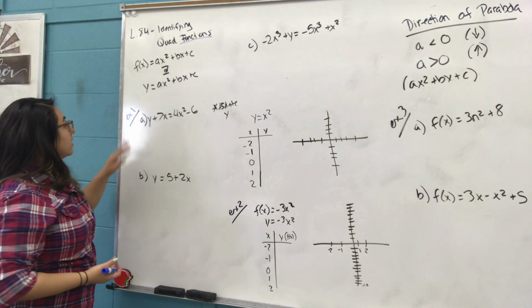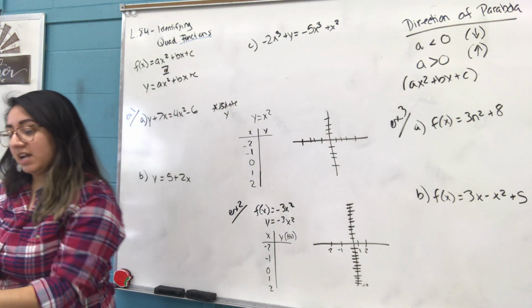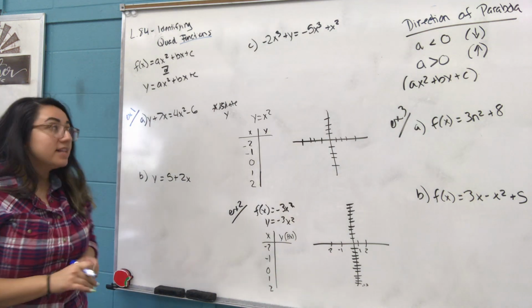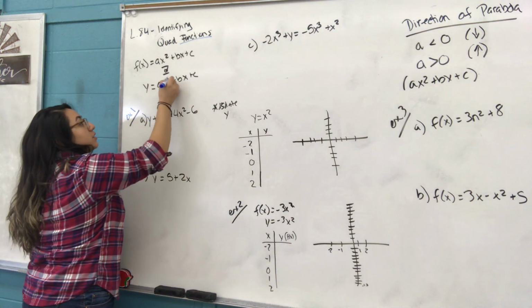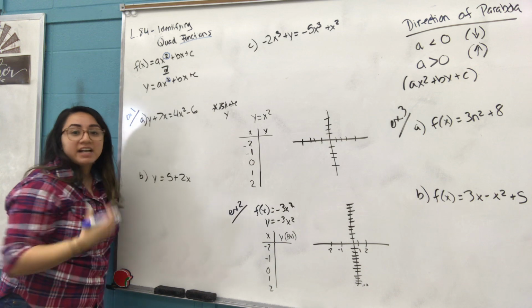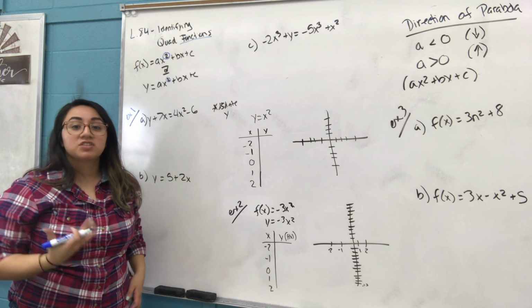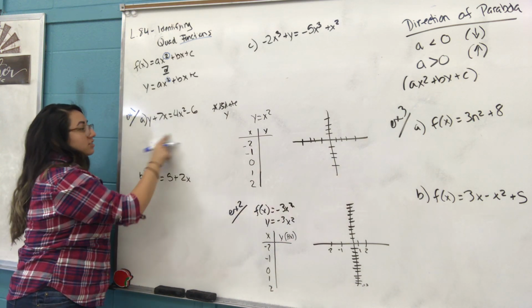First one, here, they want us to see if it's a quadratic function or not. The key for it to be a quadratic function is x squared. It has to have an x squared in it. So let's go ahead and try to find it.